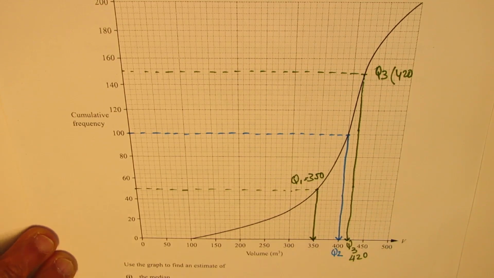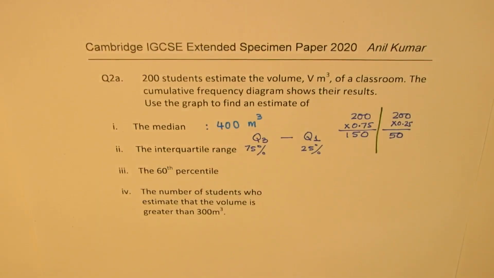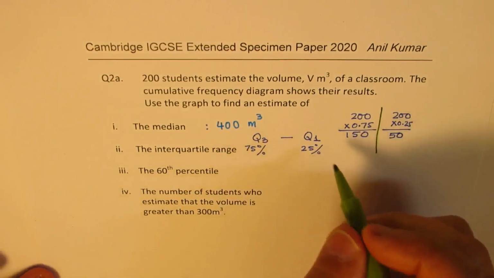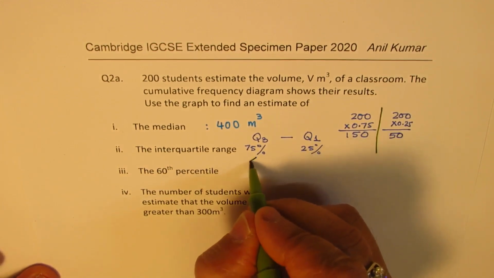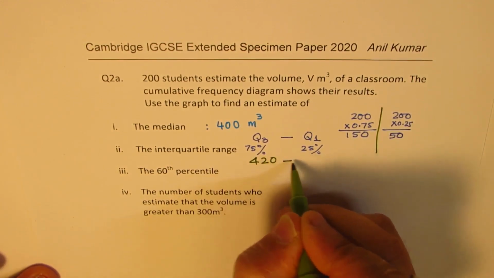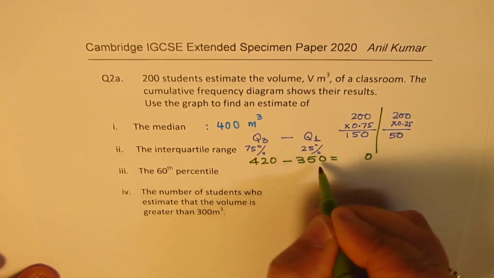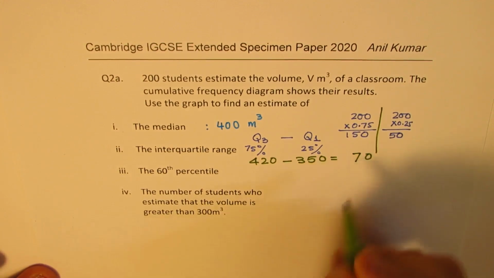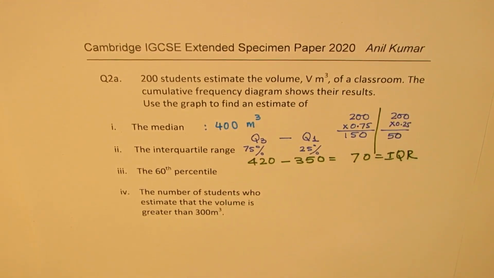So the interquartile range is the difference between these two: 420 minus 350, correct? So let's get back to the paper, and we got these values as 420 minus 350, correct? That gives you 70. So IQR, the interquartile range, is 70. Is that clear to you? Perfect. That is how you're going to answer.